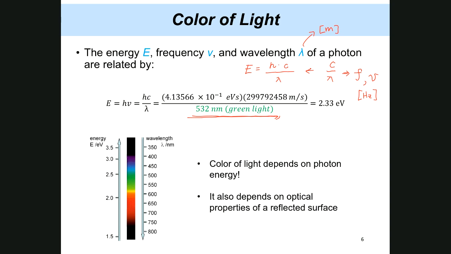Planck constant is a constant. Speed of light is constant. The only changing is the wavelength. And this is the electron volts. So this is wavelength. This is energy. We know it has an inverse relation, right?